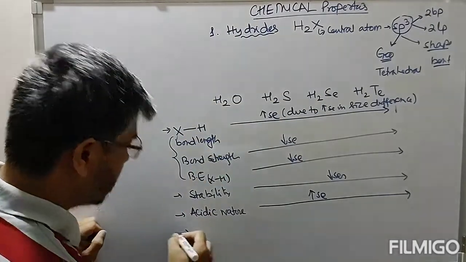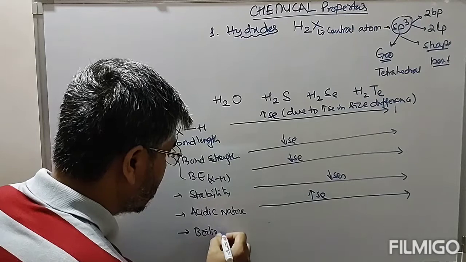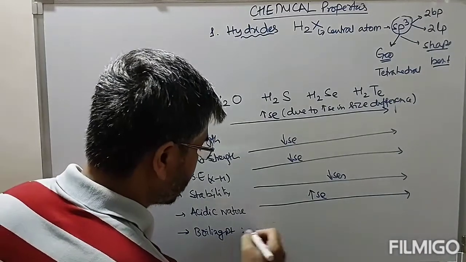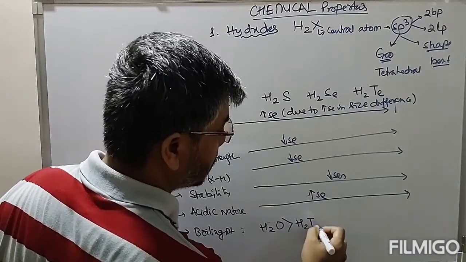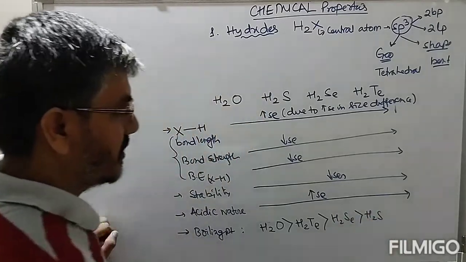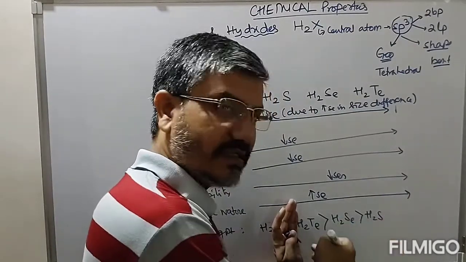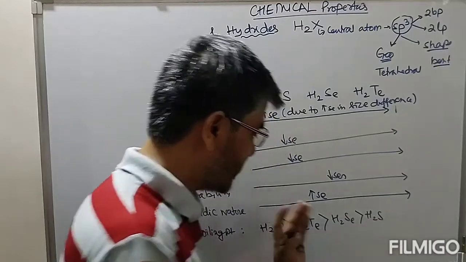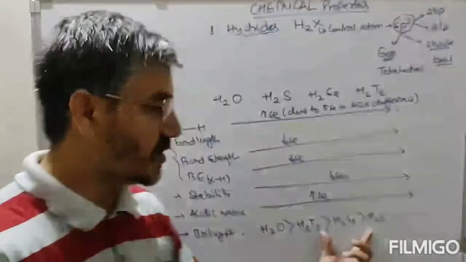Now if you look at this, when we compare the boiling points of these hydrides, the boiling point follows the order: H2O is the one having the highest boiling point, followed by H2Te, followed by H2Se, followed by H2S. From sulfur to selenium to tellurium, the boiling point increases because size increases. As the size increases, the surface area increases, and due to the increase in surface area, the intermolecular attractive force increases, so the boiling point increases.